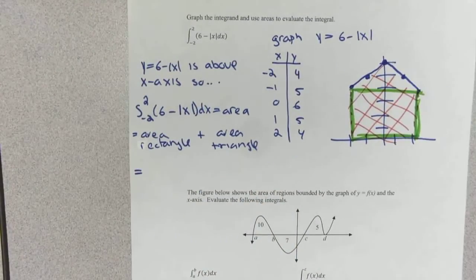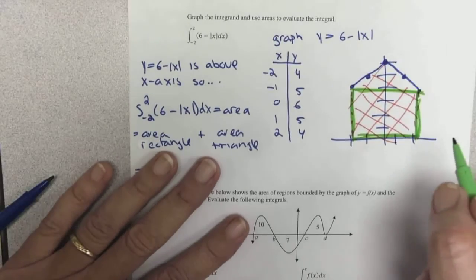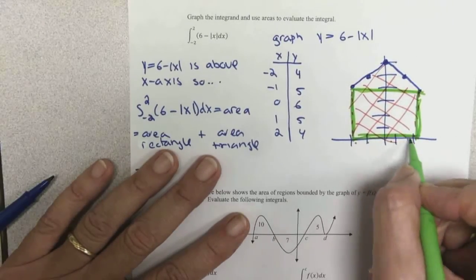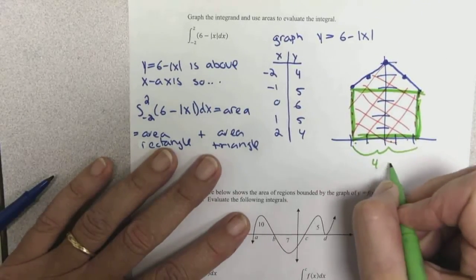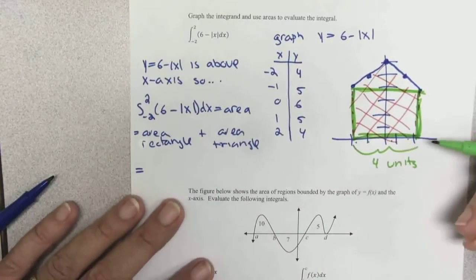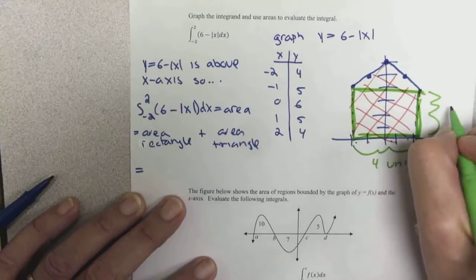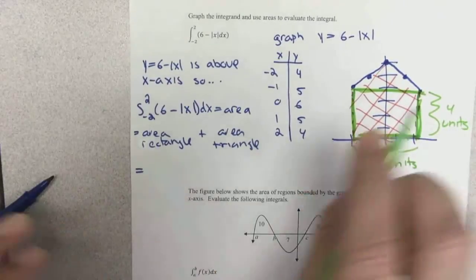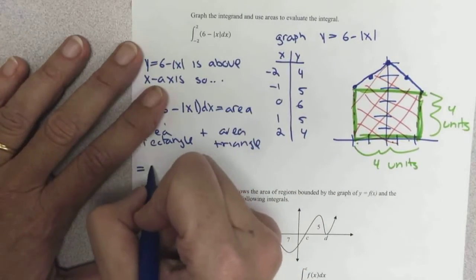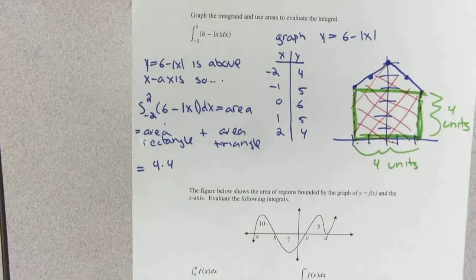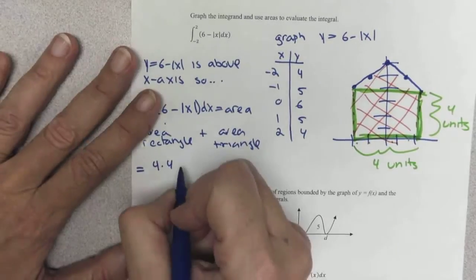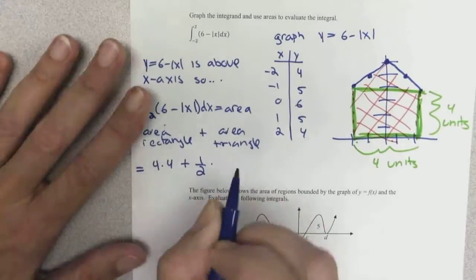So then you want to try to draw a somewhat careful graph. This rectangle right here, 1, 2, 3, 4 units. So 4 units. Over here, my height, 1, 2, 3, 4. 4 units. So it looks like my rectangle is 4 times 4. Then the triangle.